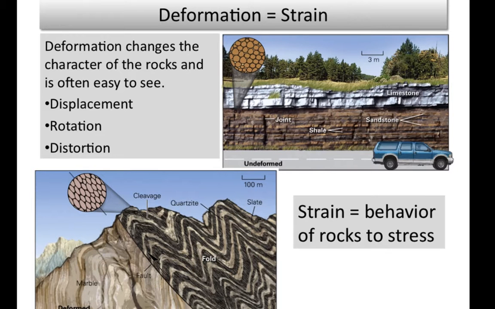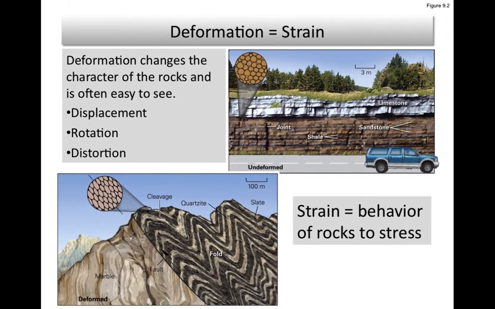Now, one of the key things about making these cracks and crumbles in mountain ranges is this idea of strain. And strain is a deformation. And really, I like to define it as a behavior of rocks to stress. So here, this undeformed strata, as soon as some sort of tectonic stress, like compression or tension, starts to work on these undeformed units, we're going to end up getting a deformed rock. We're going to have some sort of strain. And the deformation changes the character of the rocks, and usually it occurs in three ways. Your book mentions displacement, rotation, and distortion, right?